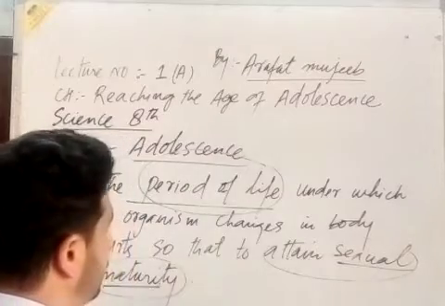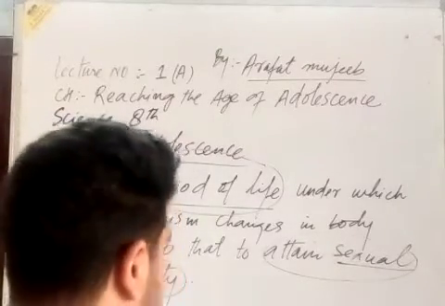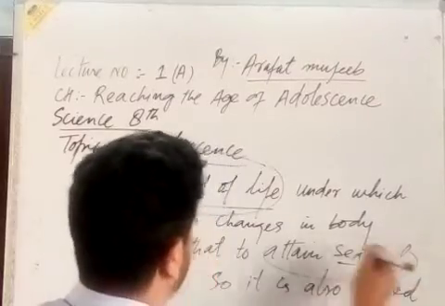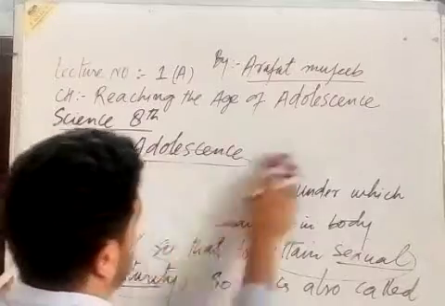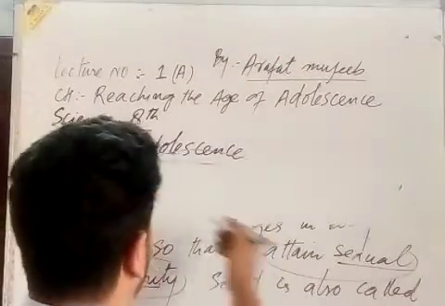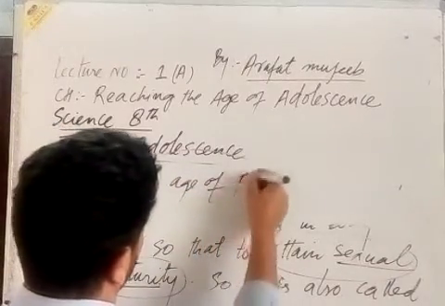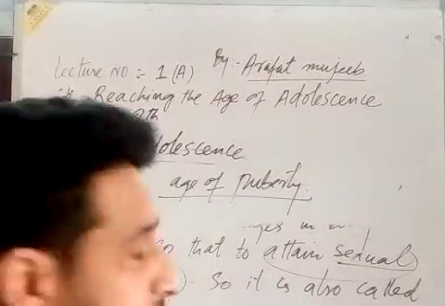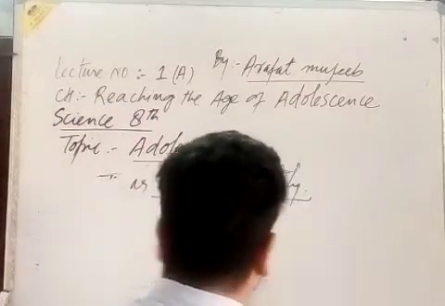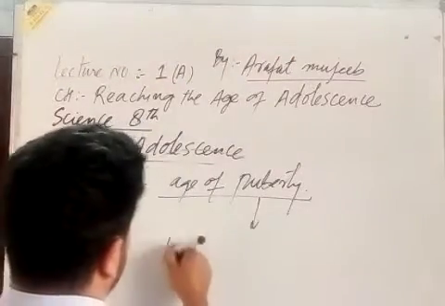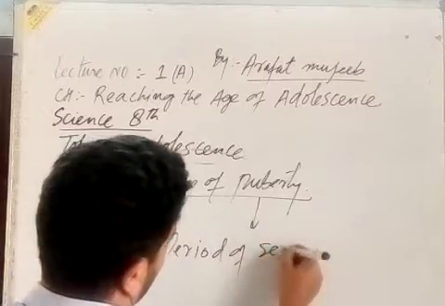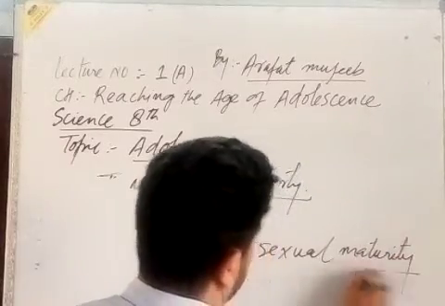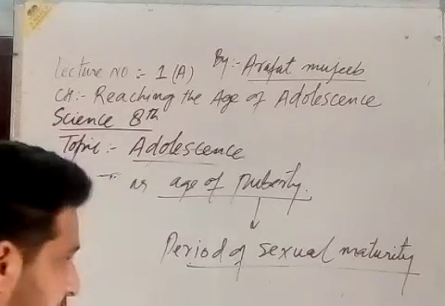So therefore, sometimes this is also known as the age of puberty. What is puberty? Puberty means it is a period of sexual maturity. अब हम बात कर लेंगे the adolescence shown by the adolescents.